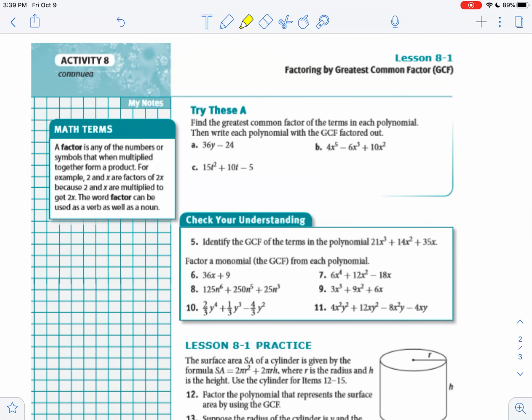All right, so we will practice some of these now. We're going to do the Try These A. We're going to factor out the greatest common factor and write the polynomial with the GCF factored out.